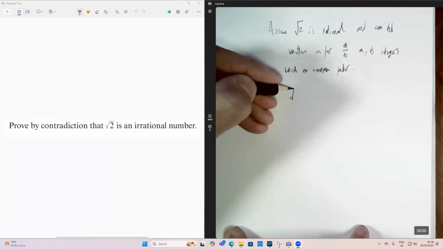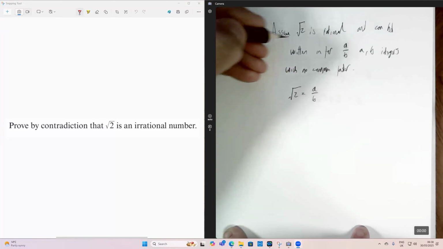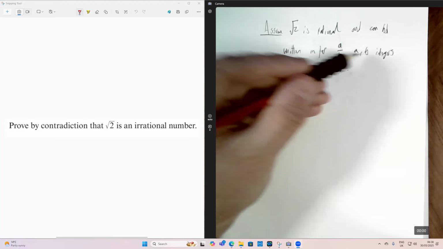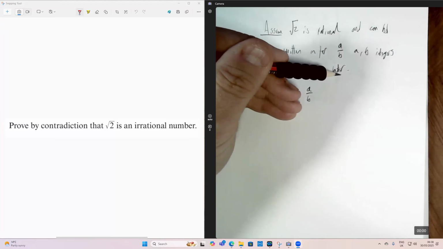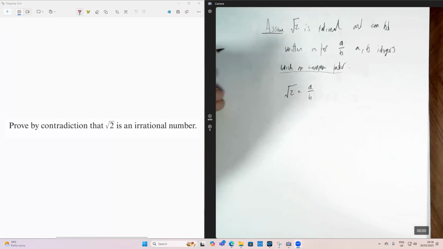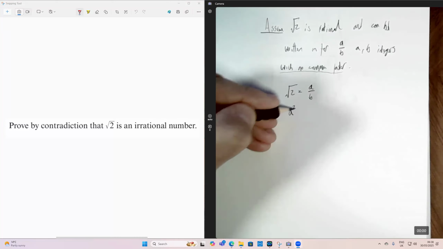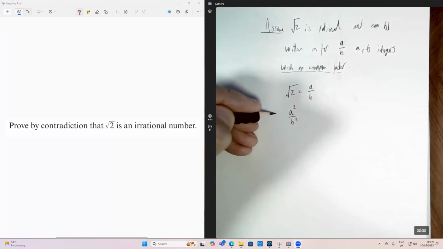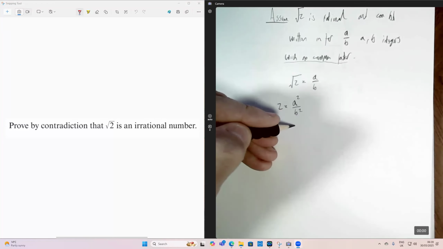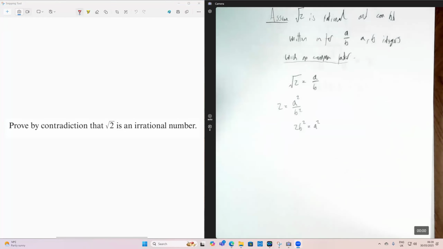So we start off by writing √2 is therefore equal to a over b. Now this assumption is super important, especially the fact that they're integers and that it has no common factor. Don't forget that bit. So we square both sides, so we have that a squared over b squared is equal to 2. We then times both sides by b squared, so we have 2b squared is equal to a squared.